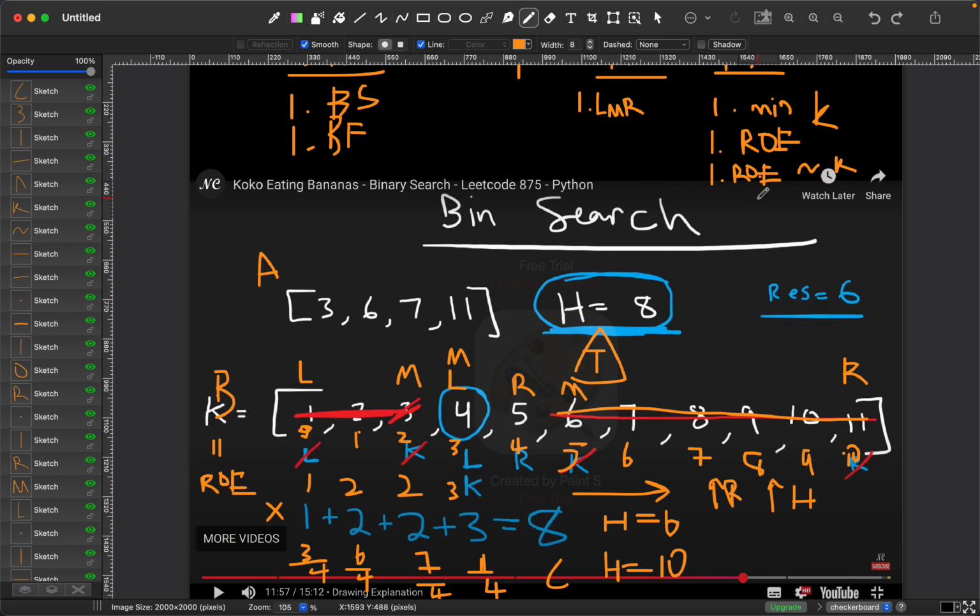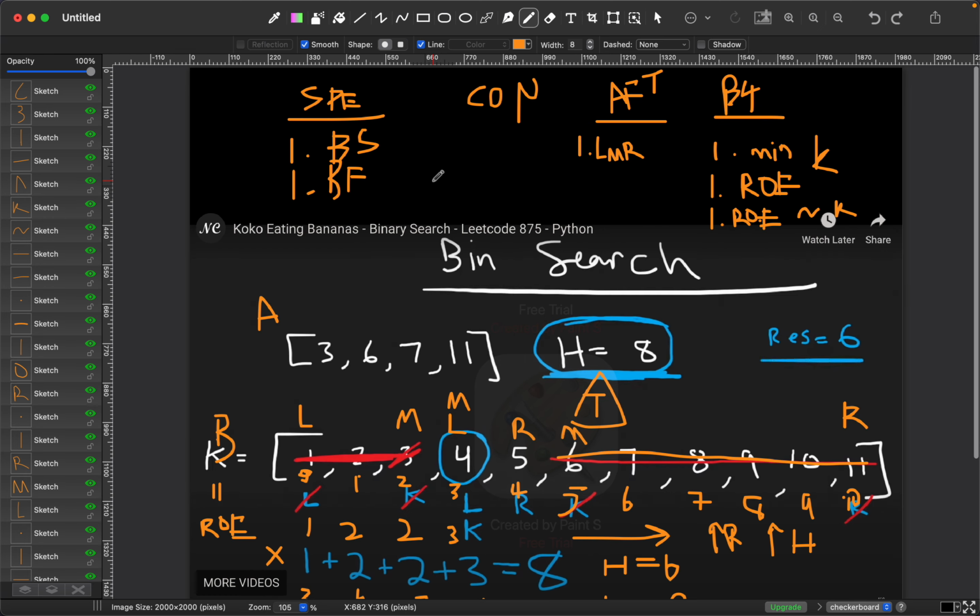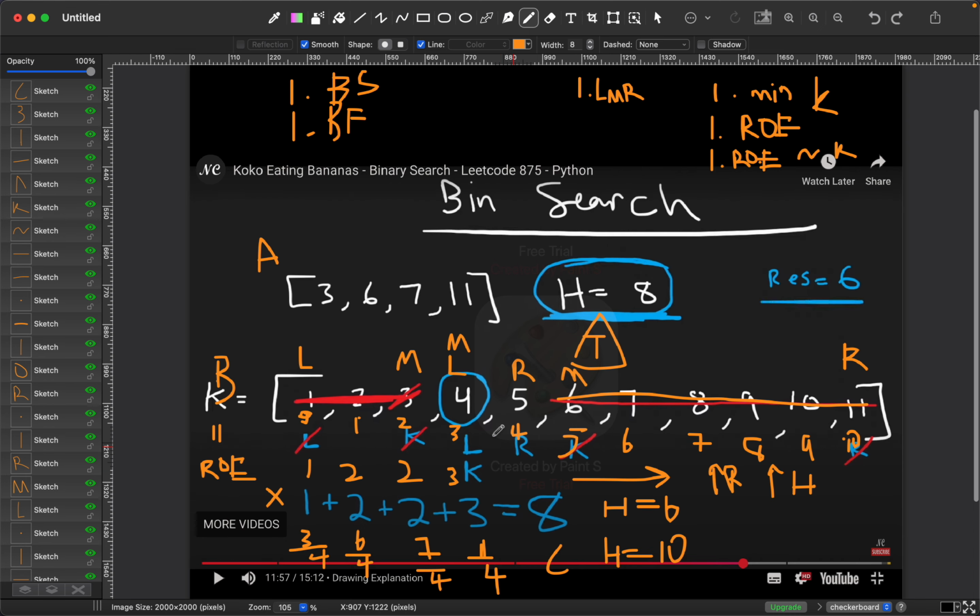But overall, what you're actually doing under the hood is using binary search to utilize the property of LMR, where you try to find the most optimal number for the k, so that you can perform the ABC and hit your target in the most optimal way. Which number over here is the most optimal one?